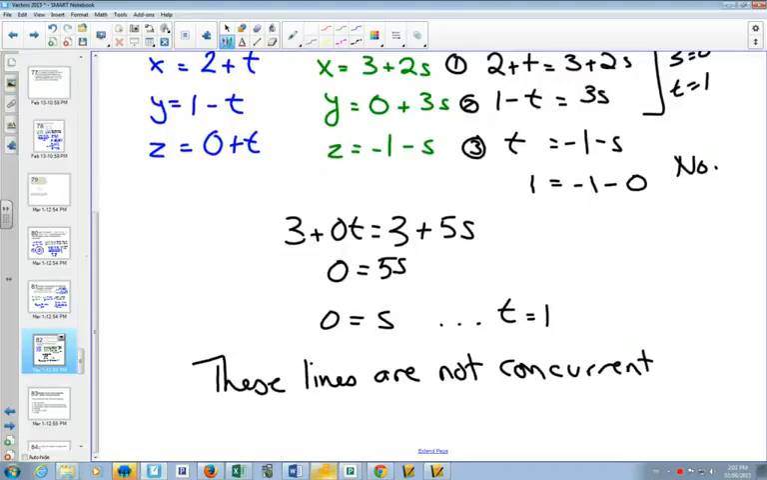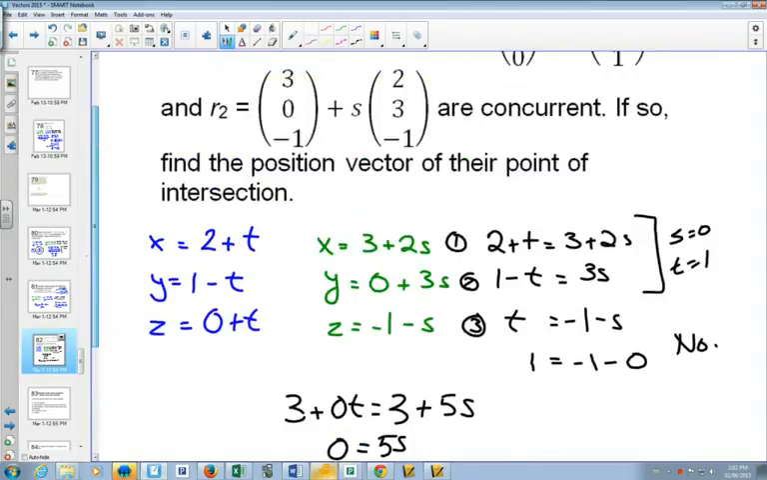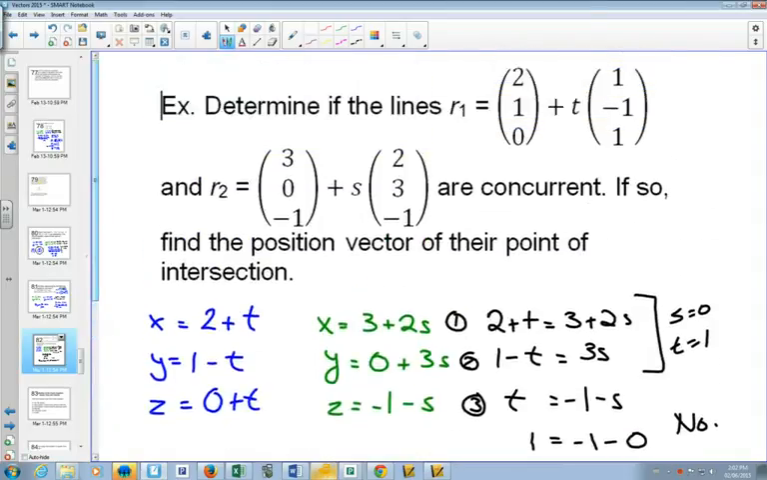Let's say you decided not to check that third one, and you felt like, I'm on a good roll here, I've got s as 0, I've got t as 1, and that does work for my first 2 equations. I then go back and plug that into my equation. Well, if s is 0, the point you would get is 3, 0, negative 1. If t is 1, you're going to get 3, 0, positive 1.